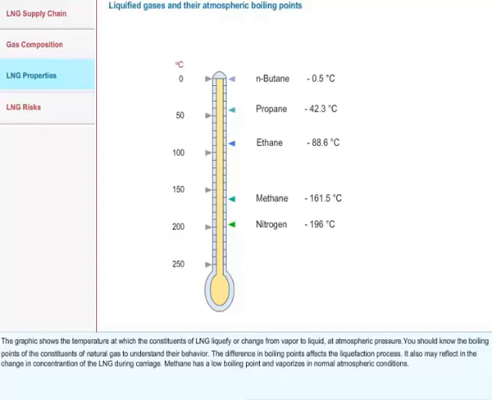The graphic shows the temperature at which the constituents of LNG liquefy or change from vapor to liquid at atmospheric pressure. You should know the boiling points of the constituents of natural gas to understand their behavior. The difference in boiling points affects the liquefaction process. It also may reflect in the change in concentration of the LNG during carriage. Methane has a low boiling point and vaporizes in normal atmospheric conditions.